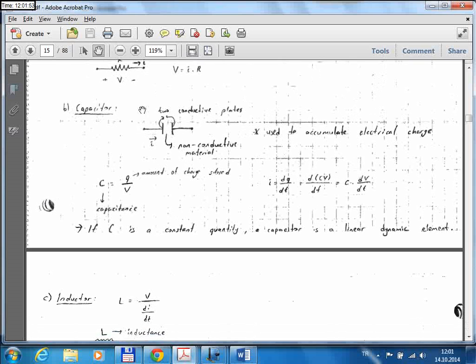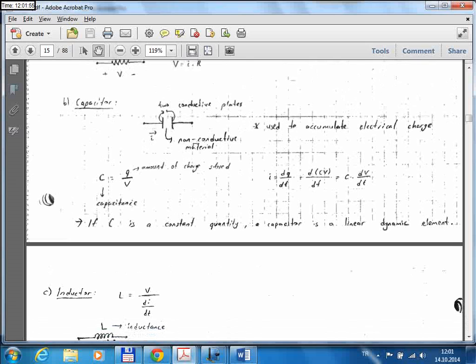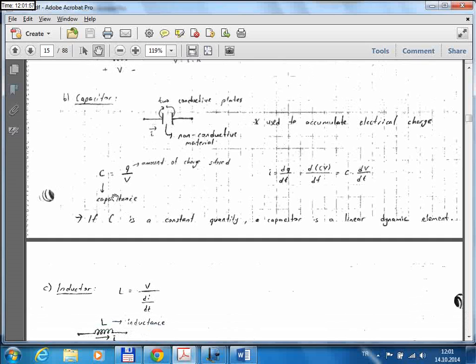To study the behavior of a capacitor, these equations are used. Each capacitor has a capacitance represented by capital letter C, and that capacitance is defined as the following. It is the amount of charge stored per voltage difference applied. So this V is the voltage between the terminals of a capacitor. Q is the amount of charge stored inside, and this relation gives the capacitance.